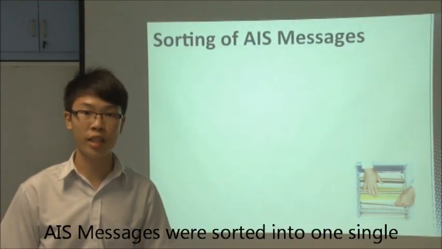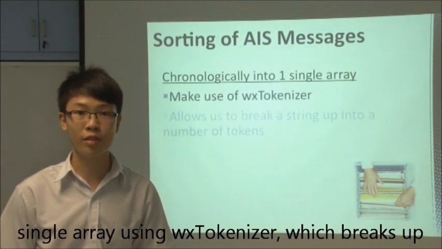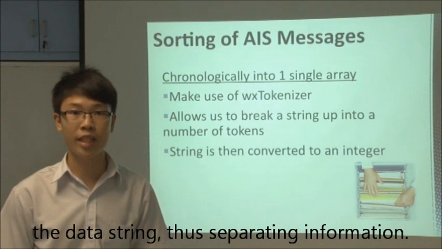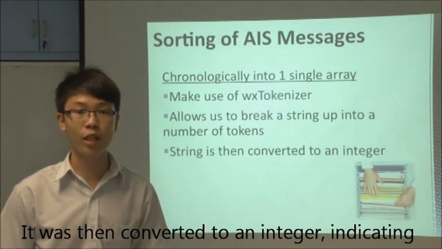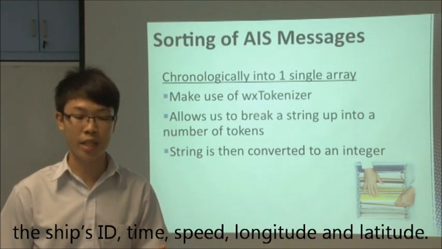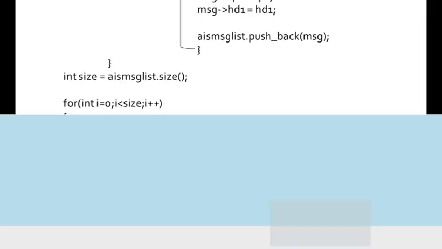AIS messages were sorted into one single array using WX tokenizer, which breaks up the data string, thus separating information. It was then converted to an integer indicating the ship's ID, time, speed, longitude, and latitude.